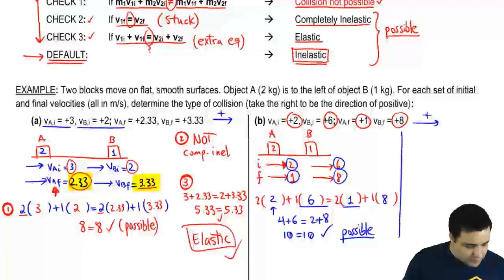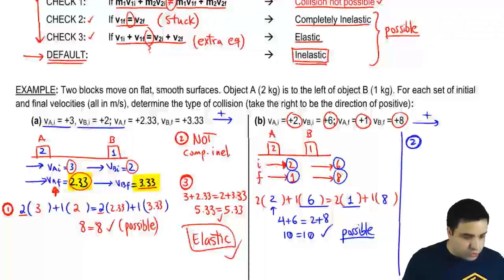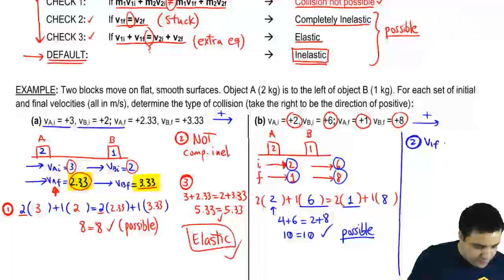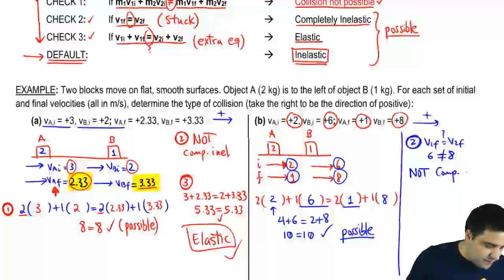This is check number one. Let's go to check number two. Check number two, we're checking if V1 final equals V2 final. They're not the same. 6 is not 8. Therefore, I know that this is not completely inelastic.